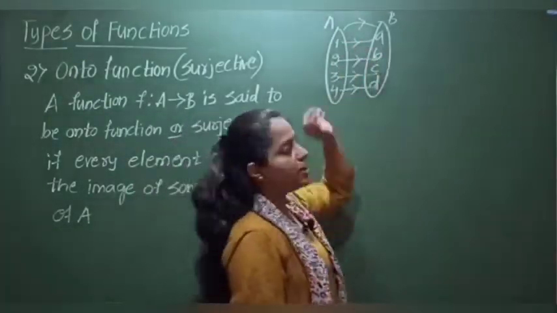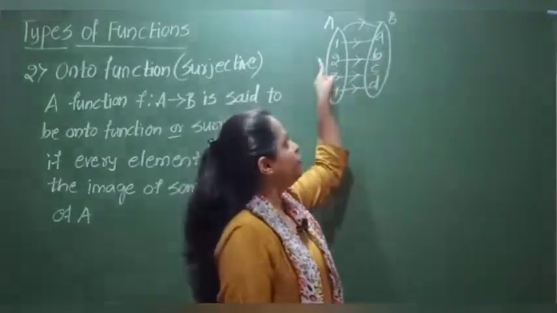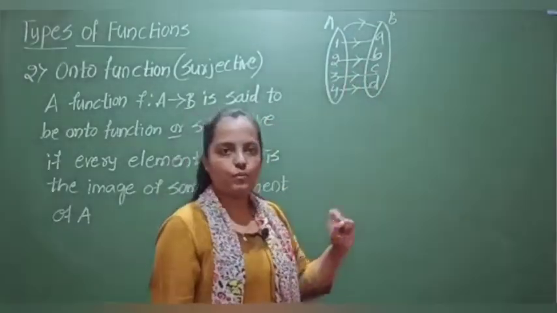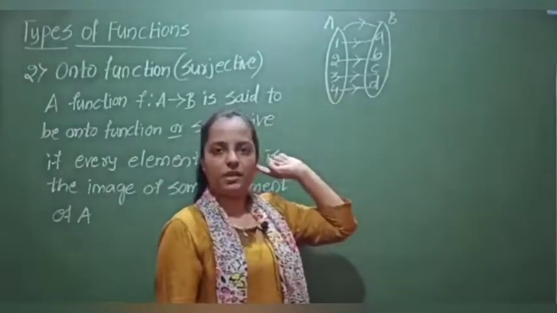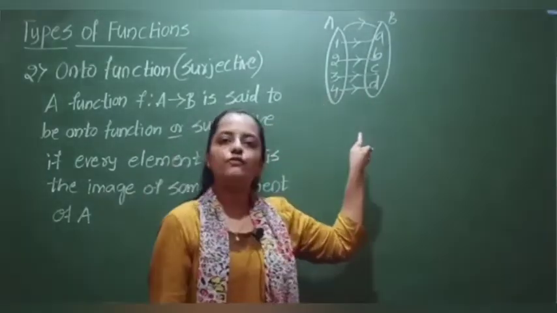So a is the image of 1, correct? A is the image of 1, b is also the image of 2, c is also the image of 3 and d is also the image of 4, right?